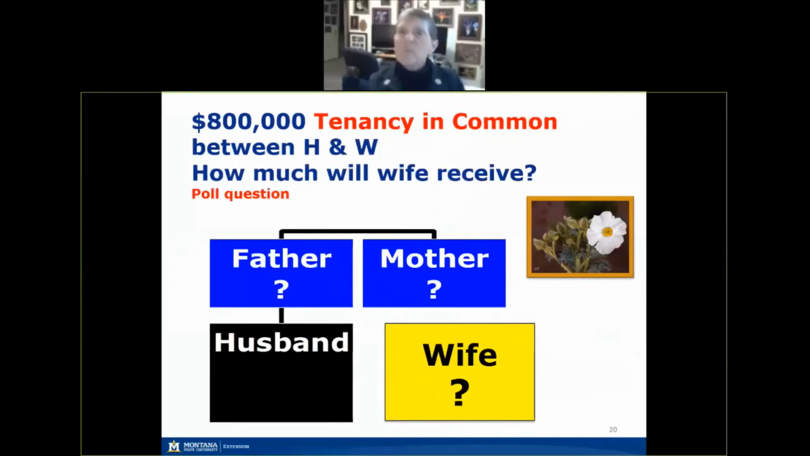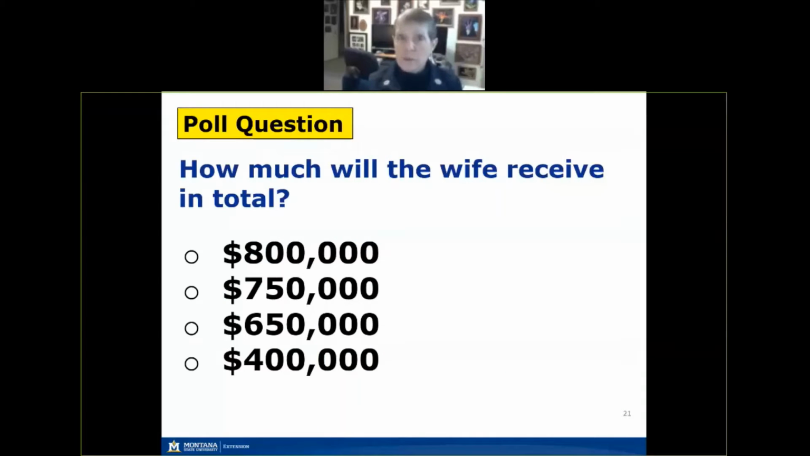And that's correct. But now let's change that property to a tenancy in common between the husband and wife. And now we want to know how much of that $800,000 in total will the wife receive? So that's my poll question. How much of that 800,000 will the wife receive? 800,000, 750,000, 650,000, or 400,000? So, Emily, when you can get that poll up there, we'll find this out. Emily, are you there? Ah, she is. Okay, how much will the wife receive? 800,000, 750, 650, or 400,000?